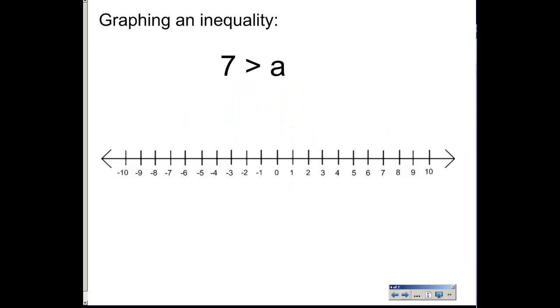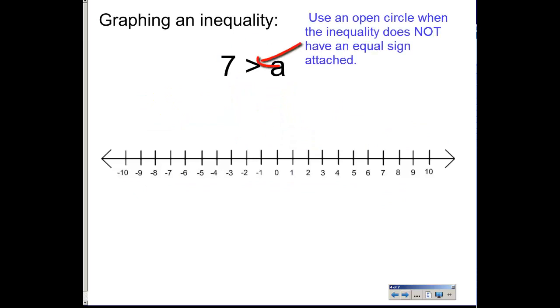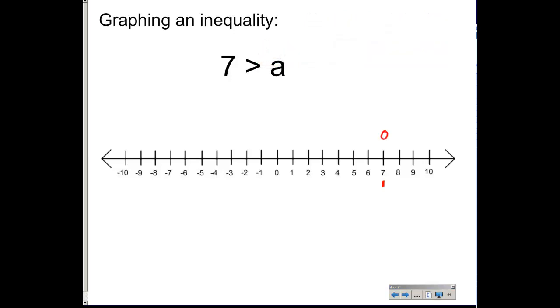We'll graph this one. 7 is greater than A, or you could just say that A is less than 7. And again, we're going to find 7, which is over here, and it's not equal to, so we're going to put an open circle, because if I put a 7 in there in place of A, 7 is greater than 7, that would be false. So we're not part of the solution.